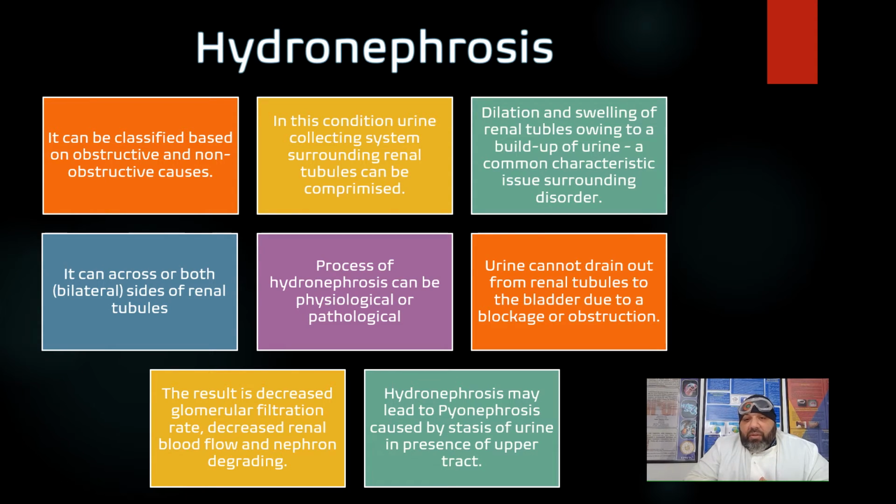but also where the bladder is affected. The result is a decreased glomerular filtration rate, decreased renal blood flow, and also nephron degradation as well. Hydronephrosis may also lead to pyonephrosis caused by stasis of urine in the presence of the upper tract.